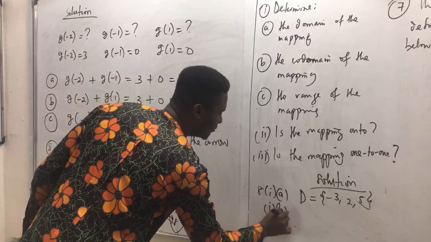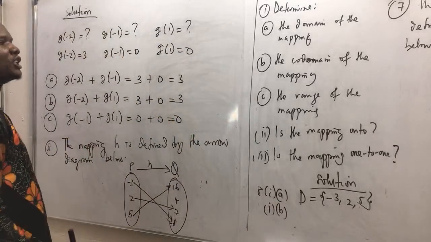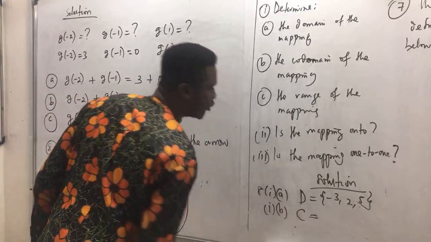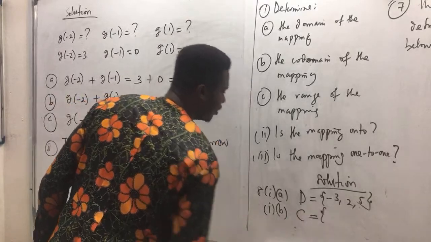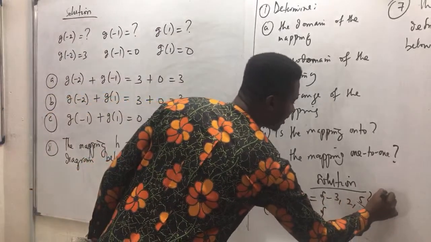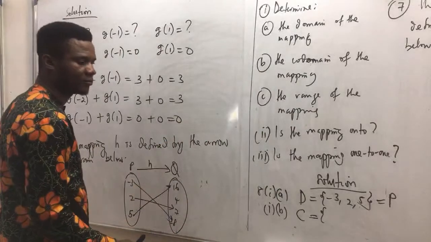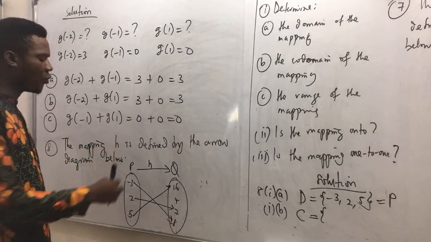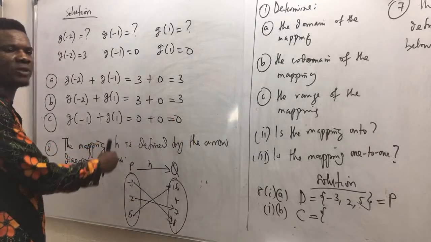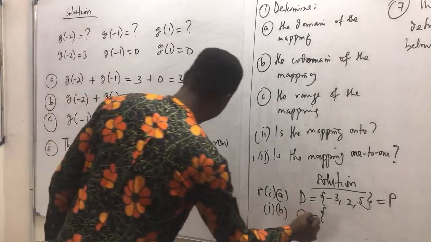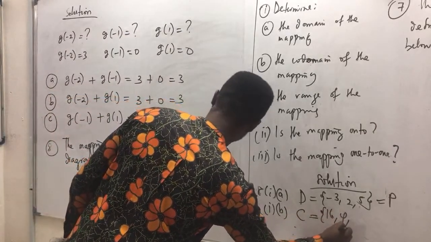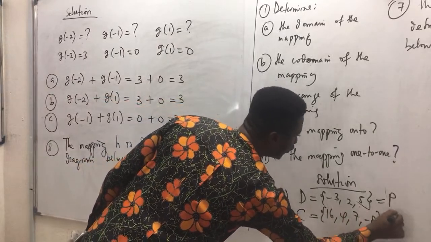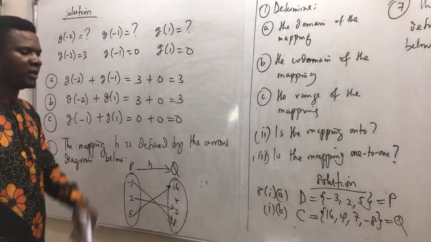Now, 8IB, what does it demand? What is the codomain of the mapping? The codomain, let's use C to represent our codomain. In this case, our domain D is P. Our codomain contains every element from which we are picking elements to be assigned with elements from the domain. So our codomain contains 16, 4, 7, and -8. And that is equal to Q. Okay? So our codomain is equal to Q.